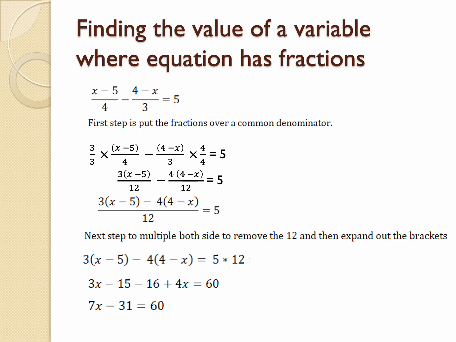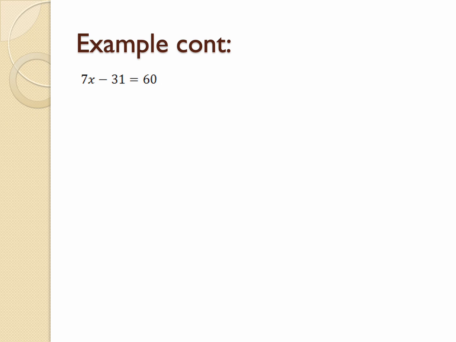So we're getting there. We still haven't found our x yet. So let's continue on this slide. So 7x minus 31 equals 60. Now we have to isolate x. So minus 31 is troubling us. It needs to move to the right.